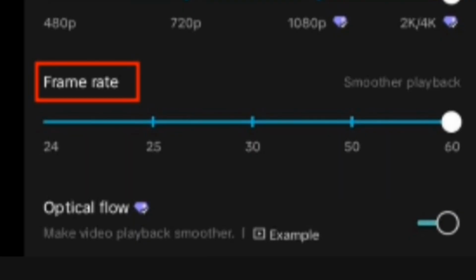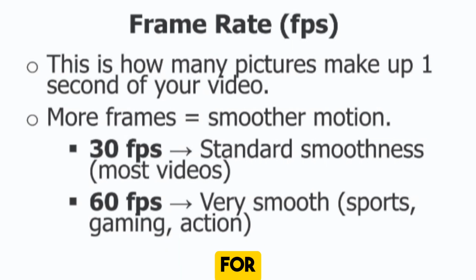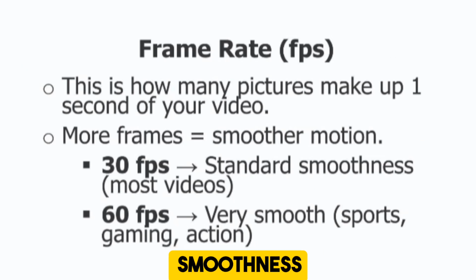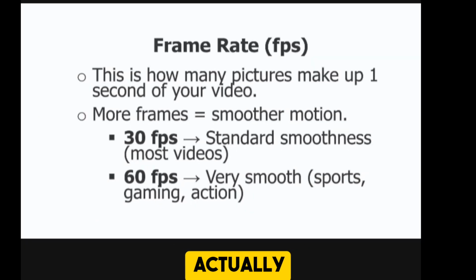Next is the frame rate. So this is how many pictures make up 1 second of your video. Actually, video is a combination of pictures. So for example, you have 30 FPS. This is a standard smoothness. That's what you find in most videos. But if you increase your setting to like 60 FPS, it will be very smooth. And this is actually associated with sport and gaming or anything that has to do with motion and actions.